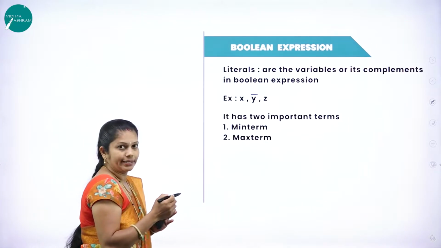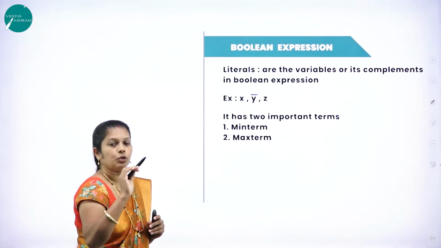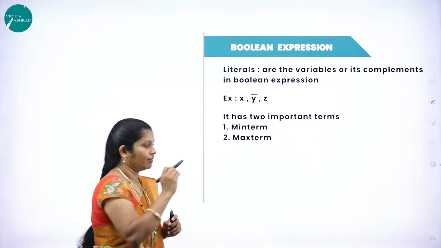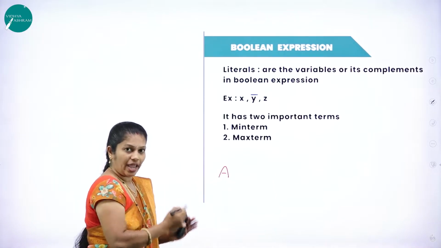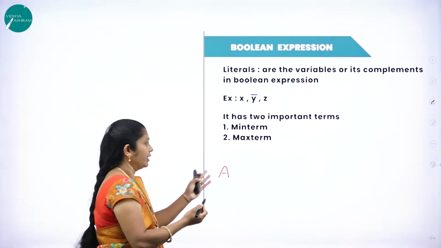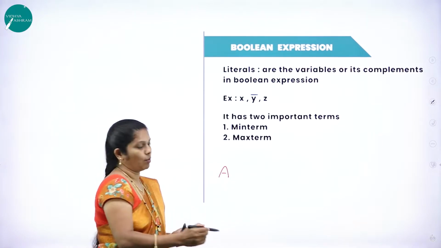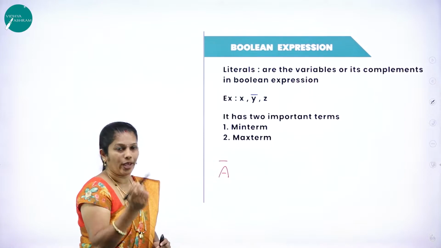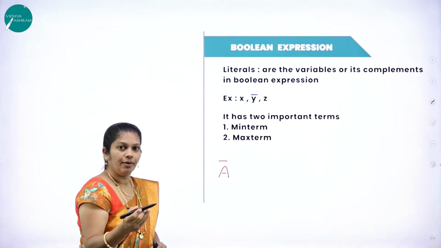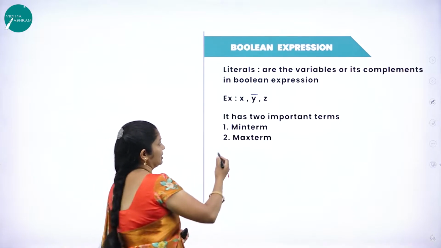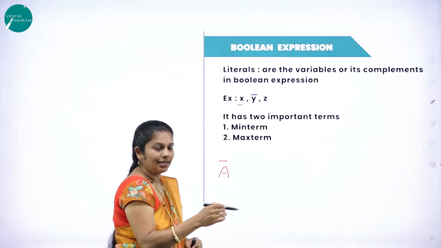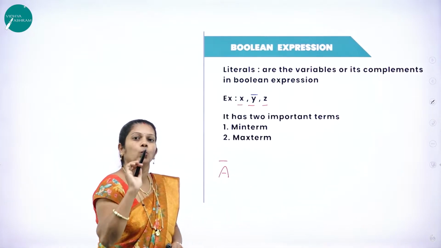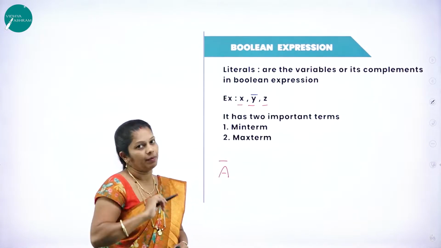When we come to literals, literals are the variables. We call them variables, where the variables may be complement or non-complement. For example, A is a variable. If it does not have any bar, then it is called non-complement. If it contains a bar, then it is called complement. For example, X is a variable, that is also a literal. Y bar is also a literal, Z is also a literal, where literals are nothing but variables that may be complement or non-complement.